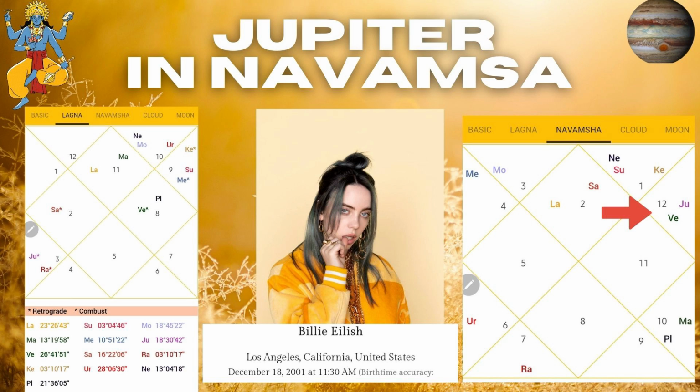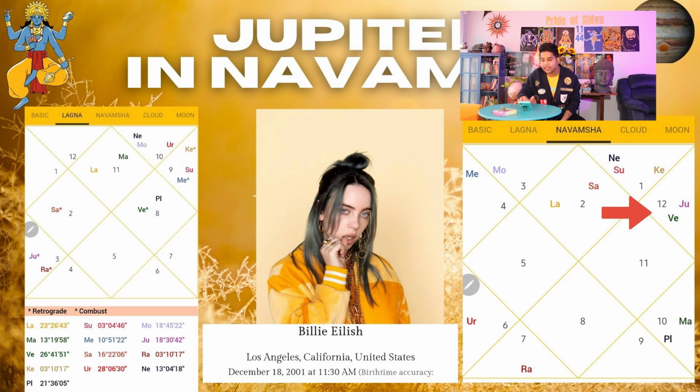Now I have also done a video assessing her chart, on the role of Ketu when it comes to stardom. As you can see in her main ascendant chart, she has Aquarius rising, with Mars placed right there in the first house. But because in this video we have to give more attention to planet Jupiter, in her main ascendant chart Jupiter is placed in the fifth house, conjunct with Rahu.